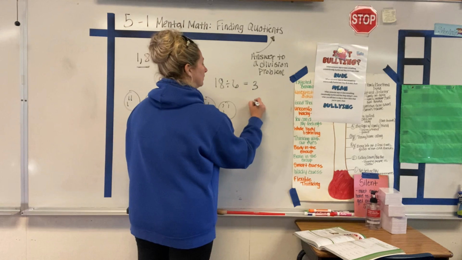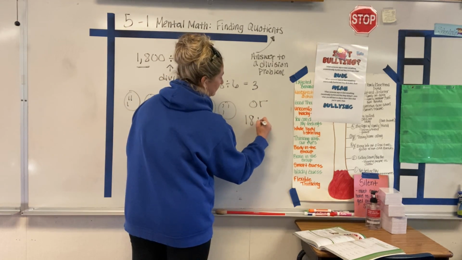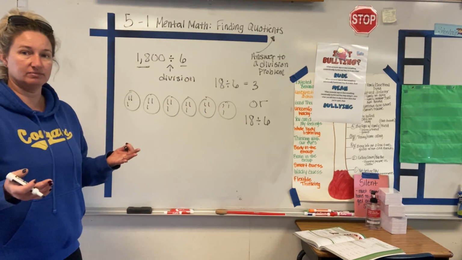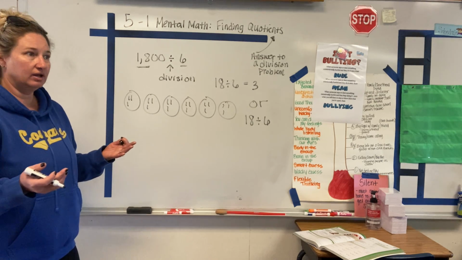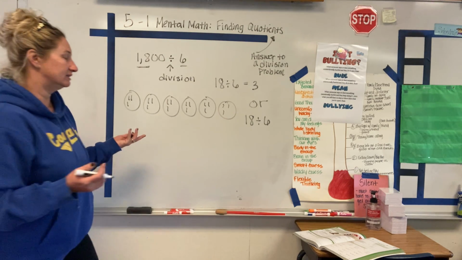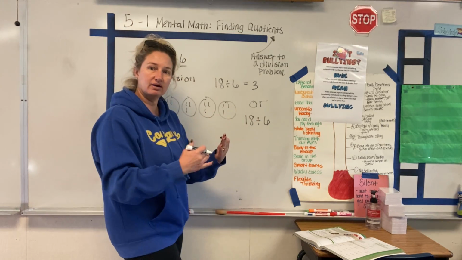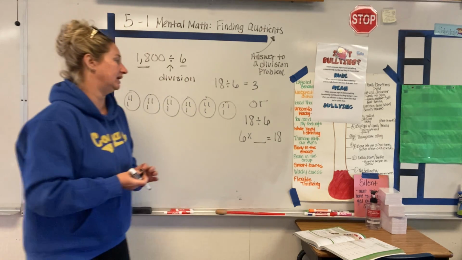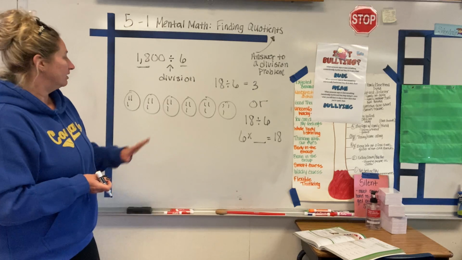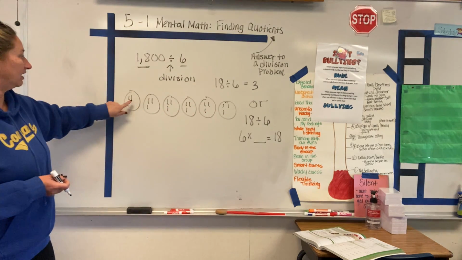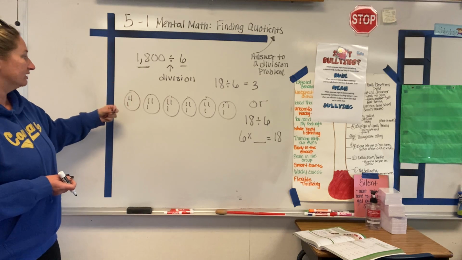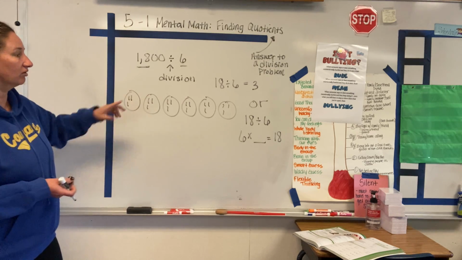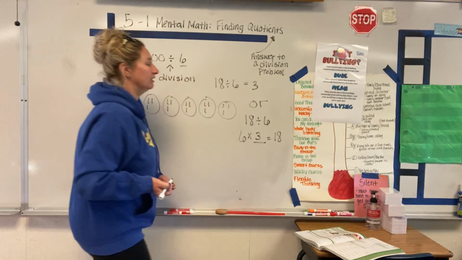Or if I had 18 divided by 6, I could do my fact family. Okay, I could think, well, what do I have to multiply 6 by to get 18? I could flip it around, do it backwards, and say 6 times blank equals 18. Okay, so I can see here it's 6 times how many are in each circle? 3. So there's 6 times the 3 in each circle. So 6 times 3 equals 18.